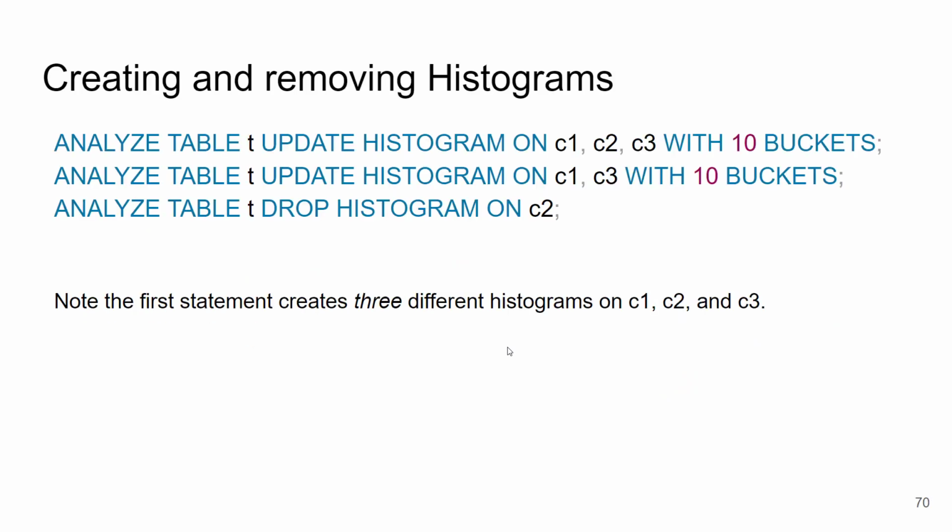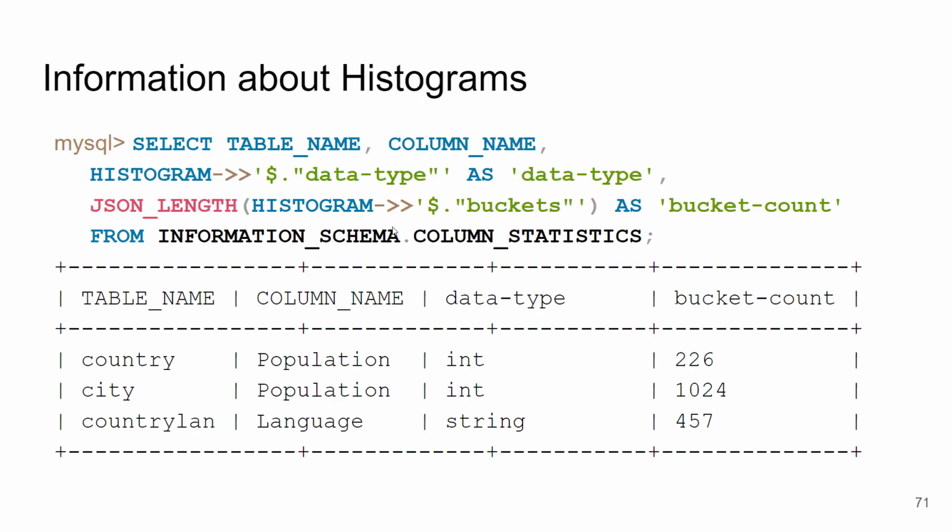Now, how do you create a histogram? Well, you run analyze table and you tell it to update a histogram. In this case, we're creating 3 histograms on column 1, column 2, and column 3, each with 10 buckets. If we want to update the histograms on column 1 and column 3, we can do that. We could change the number of buckets if we wanted to. And if we don't like the histogram on C2, we just drop histogram. Now, there is information on histograms available for you out there in the information schema. Borrow this query and it will give you information about what's going on.